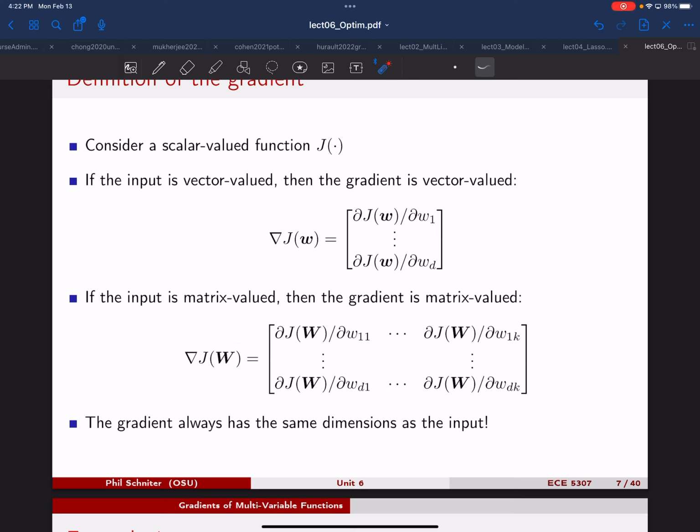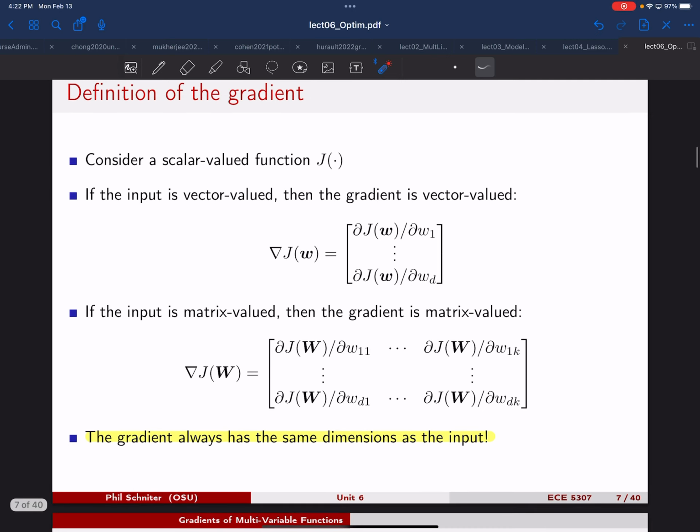So the key point here is that the gradient always has the same dimensions as the input. So if you take the gradient with respect to vector W, then the gradient will be the same size as W. Or if you're taking it with respect to a matrix W, this has the same size as your matrix W. Okay. You can think of a gradient with respect to a scalar as well. That's just going to be the simple scalar derivative. Okay, all right, so we're good on gradient definitions?